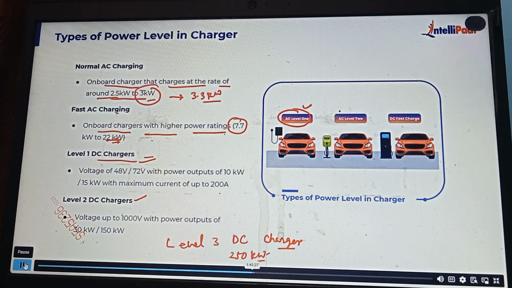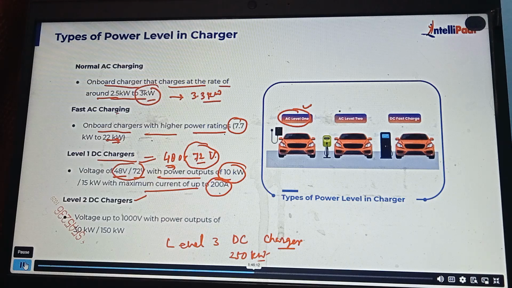However, if you talk about level 1 DC charger, level 1 DC charger is 48 volt, 72 volt with power output of 10 kilowatt. Remember, because voltage is very low here, right? 48 volt or hardly 72 volt. So 48 volt we have in various vehicles, but for 72 volt in India generally Mahindra Treo runs on a 72 volt battery. So that's why level 1 DC chargers are manufactured with 48 volt and 72 volt outputs. And the maximum current which will be drawn here is 200 amps in this case. 200 amps, that is the maximum current.